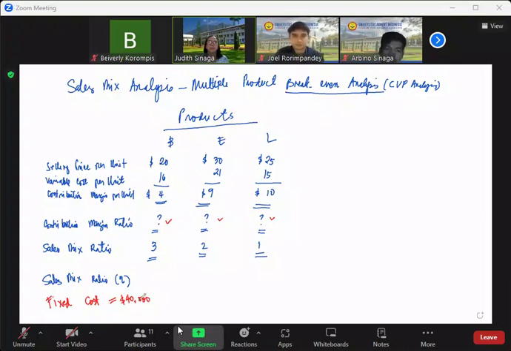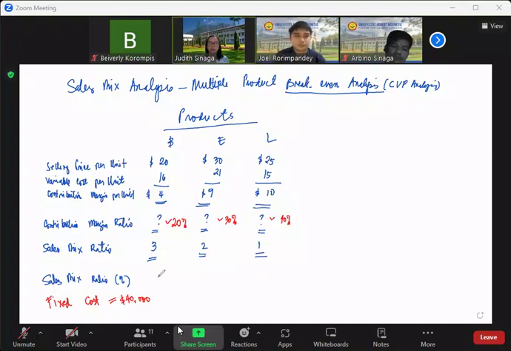Before we proceed to that, how much is the contribution margin here, the one with the question mark? 20%, 30%, 40%? How many percent? 20. How did you get 20? 4 over 20. Okay? So you have that there, and you have here 40%.